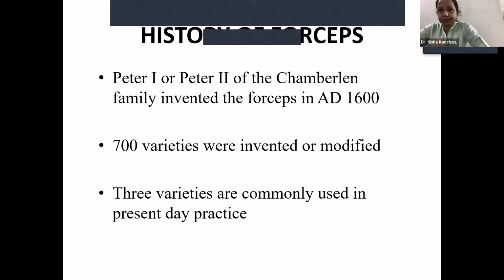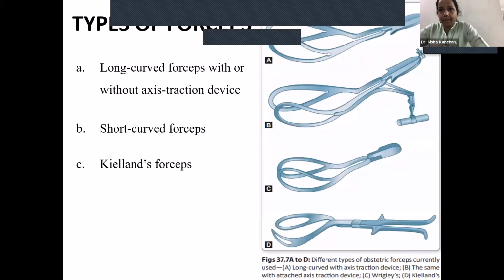Next slide, please. The types of forceps are, first, the long curved forceps. There are many names for it. The foreign counterpart is called Simpson's forceps, whereas the Indian one is called Das forceps. It can have axis traction devices which aid in further pulling of the forceps. Then the short curved forceps: where the head is just at the perineum and you are applying outlet forceps, we use a short curved forceps.